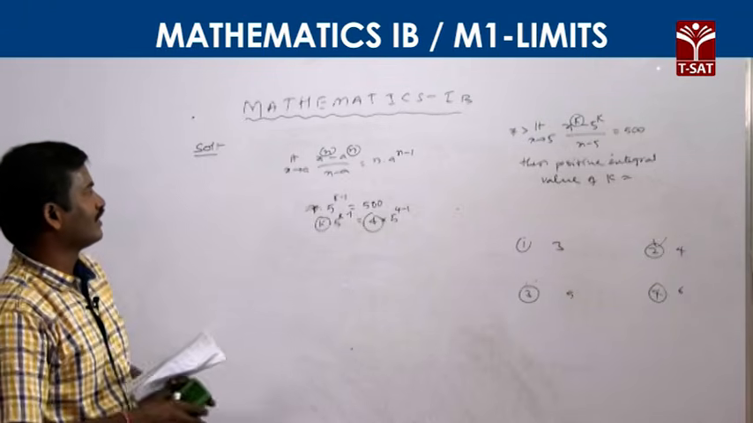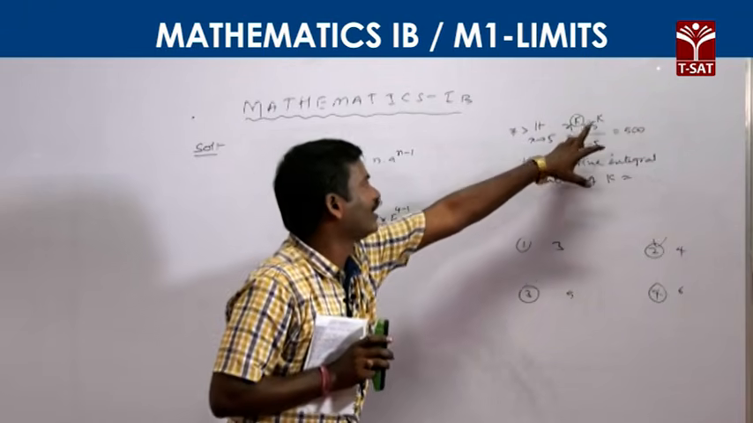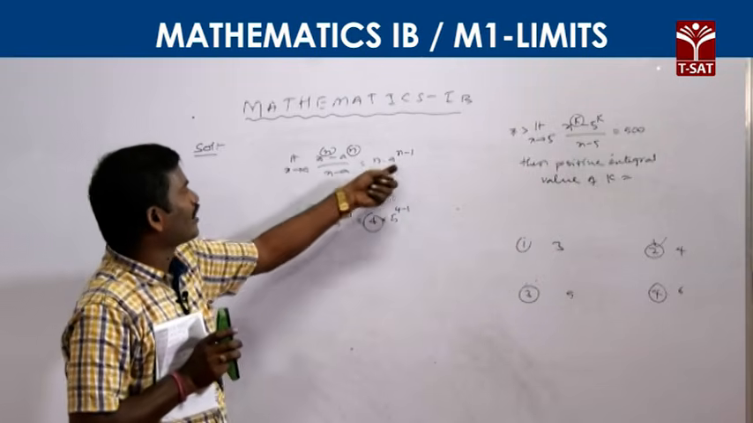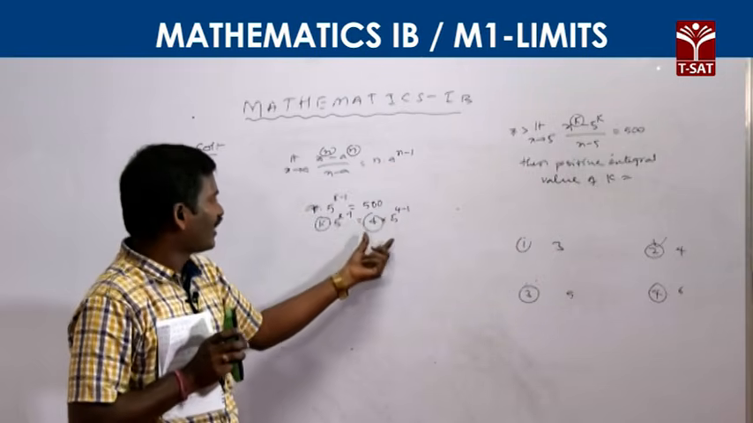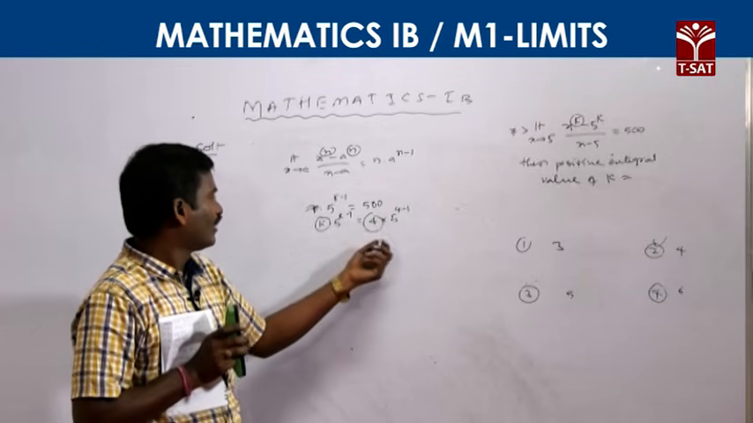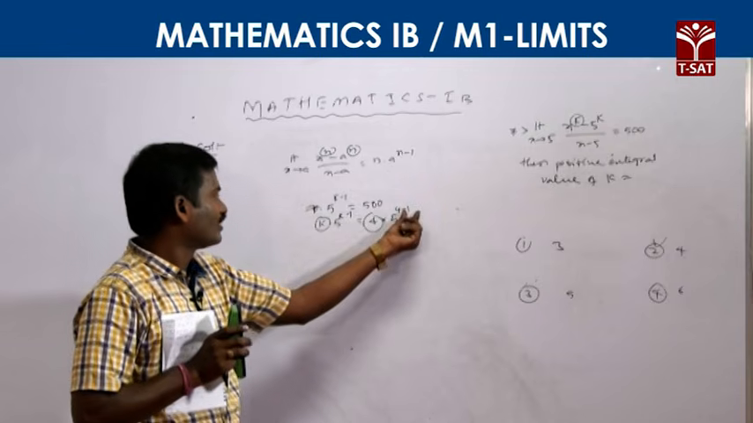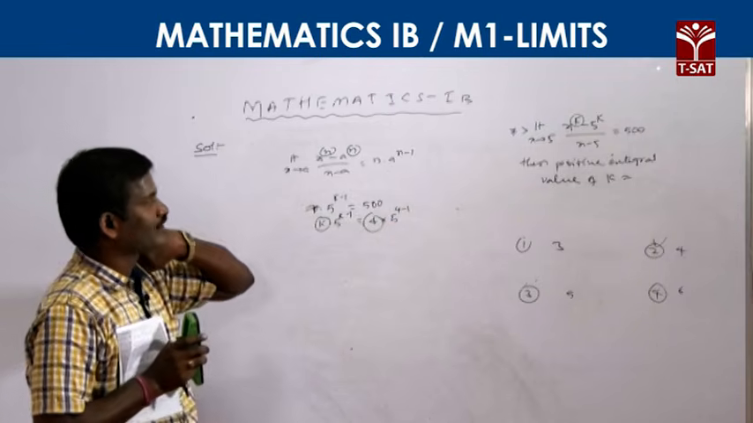So it is just in the standard form. Limit of (x power k minus 5 power k) by (x minus 5) is nothing but n into a power n minus 1. So that is 500, which equals k into 5 power k minus 1, and here k is 4. So the answer is 4.